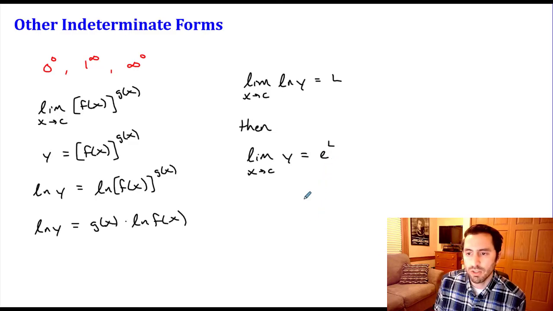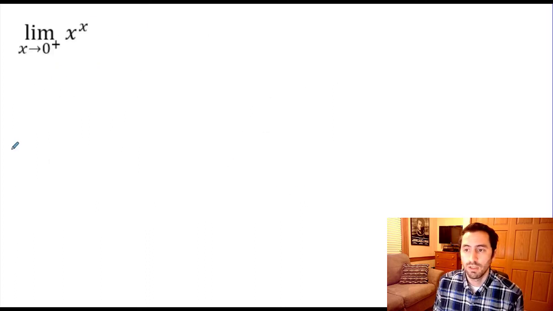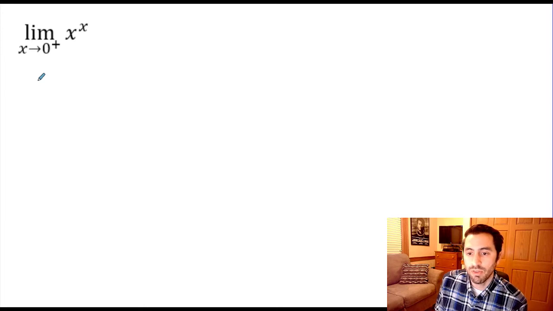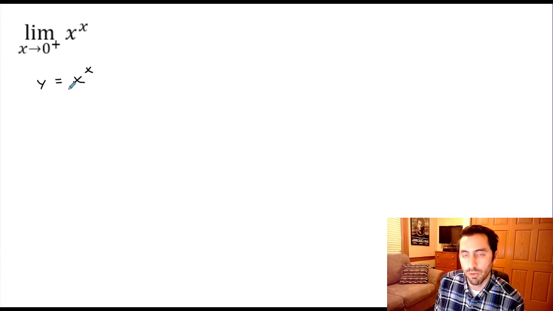So let's take a look at a specific example, and hopefully this will make a little bit more sense. In my first example, I have the limit as x approaches 0 from the right of x to the x power. Again, if I try to plug in 0 right away, I would end up with 0 to the 0, which is an indeterminate form, and we can't evaluate that limit. So instead, we're going to think about it as y is equal to x to the x power.